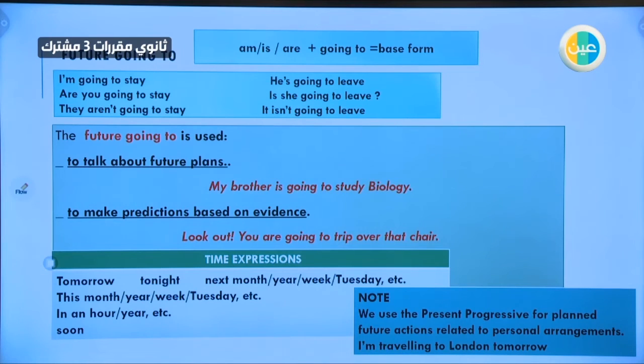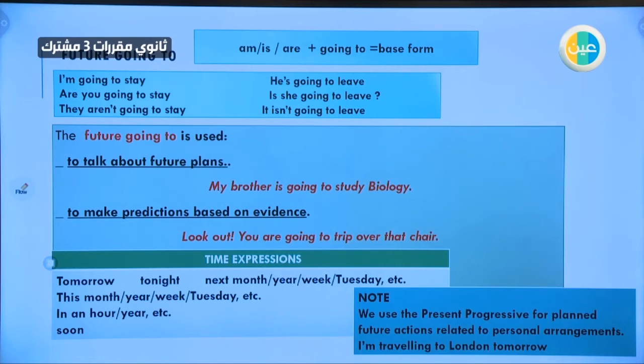He's going to leave. If I want to make a question: is he going to leave, or is she going to leave? If I want to make it negative: he isn't, or she is not going to leave, and so on. The uses of future, as we have said before, are used in two cases.